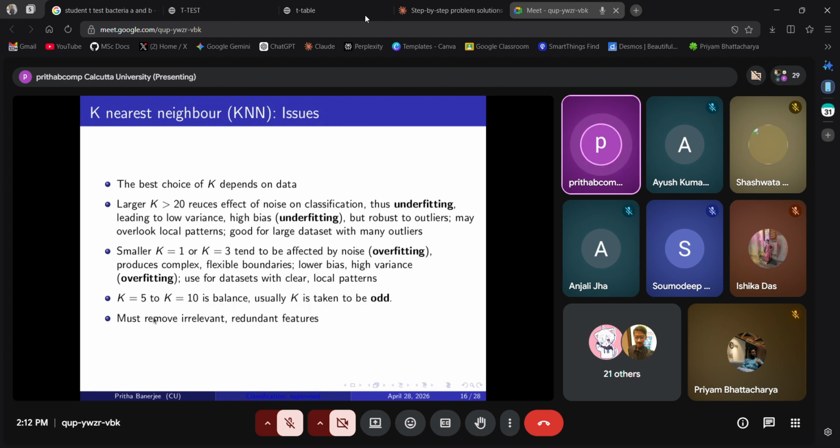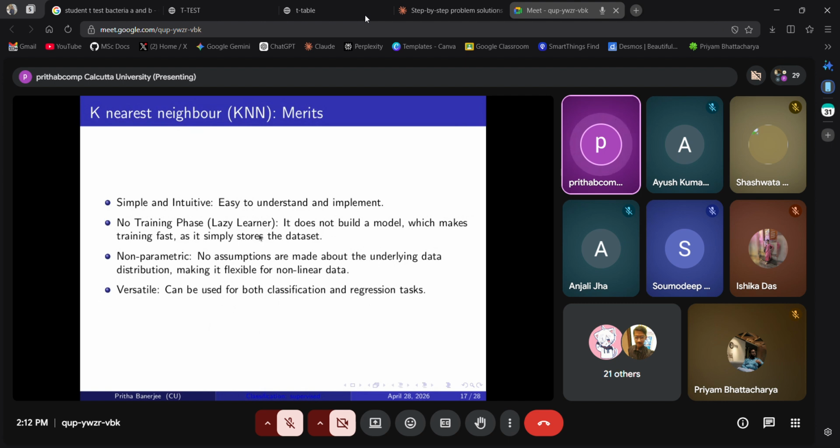And this performs well when you remove the irrelevant and redundant features. That means dimensionality reduction and feature extraction are very much required for k nearest neighbor to give good results.